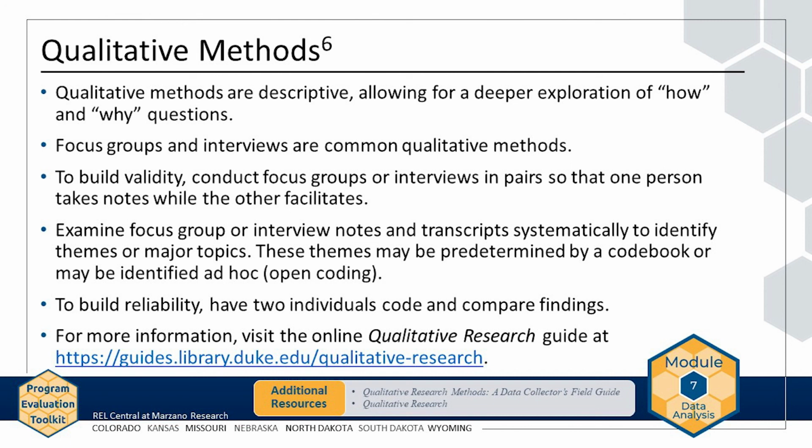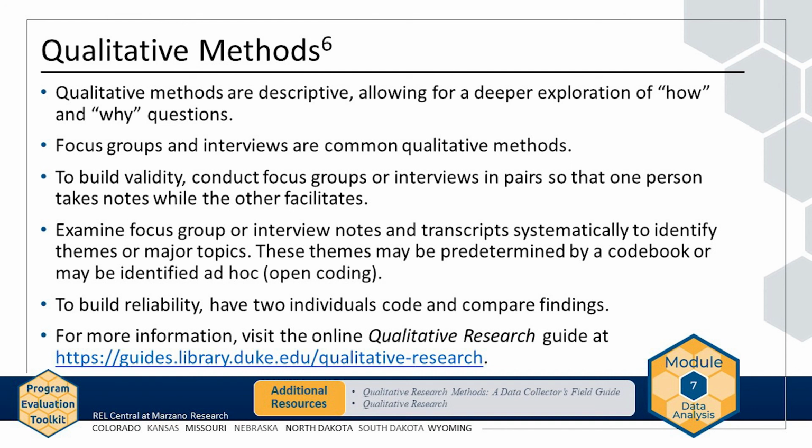Afterward, examine the focus group or interview notes and transcripts systematically to identify themes or major topics. These themes may be predetermined by a codebook or may be identified ad hoc, called open coding. Try to reduce the total number of themes so that it includes only the most essential. To build reliability, have two individuals code and compare findings. Do similar themes emerge? Why or why not? Qualitative methods can provide rich contextual information that is essential for answering certain evaluation questions.